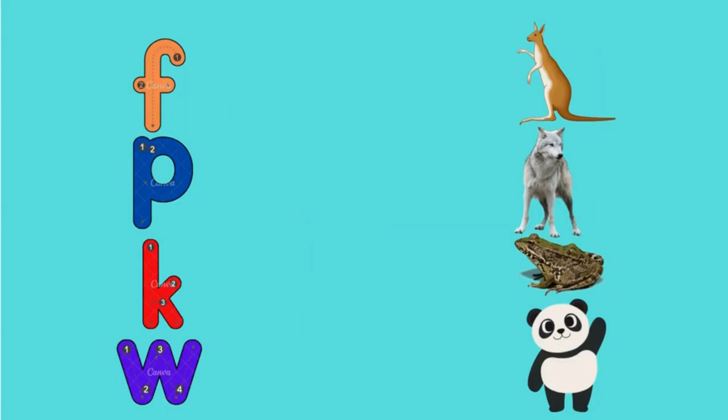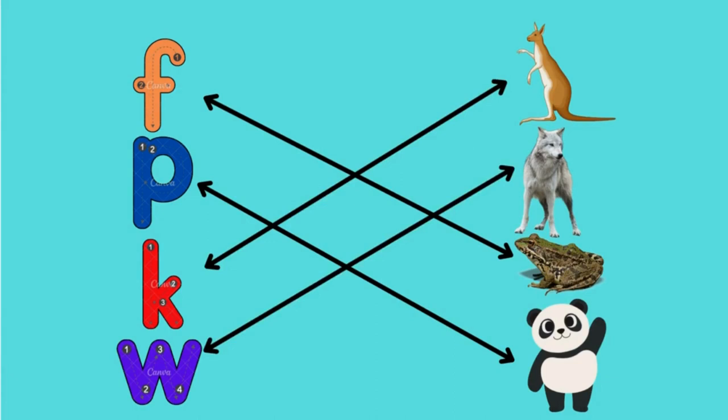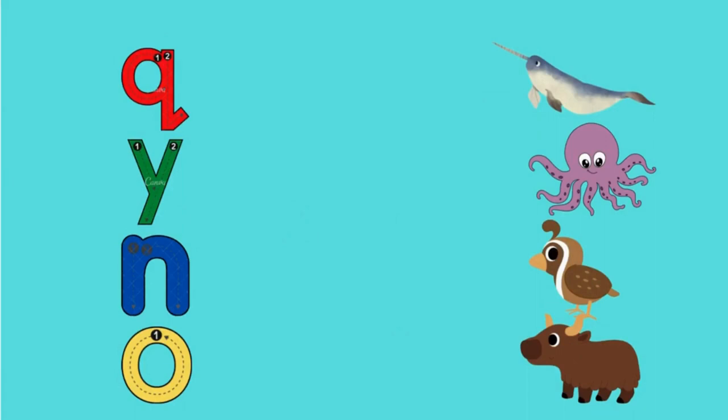F is for frog. P is for panda. K is for kangaroo. And the last one is W. W is for wolf. Super. Q is for quail. Y is for yolk. N is for narwhal fish.